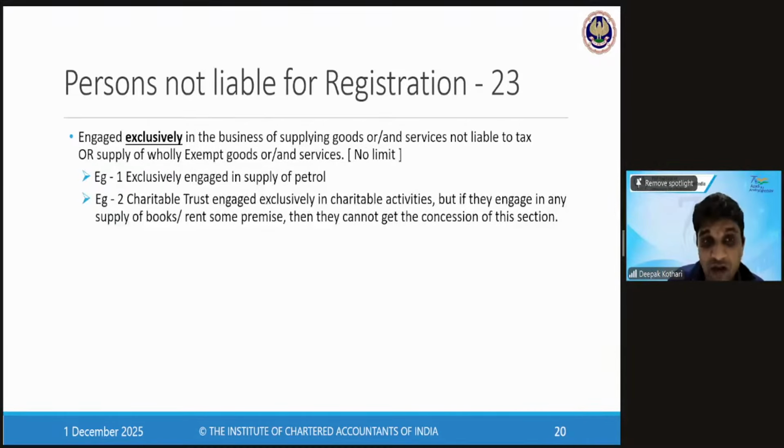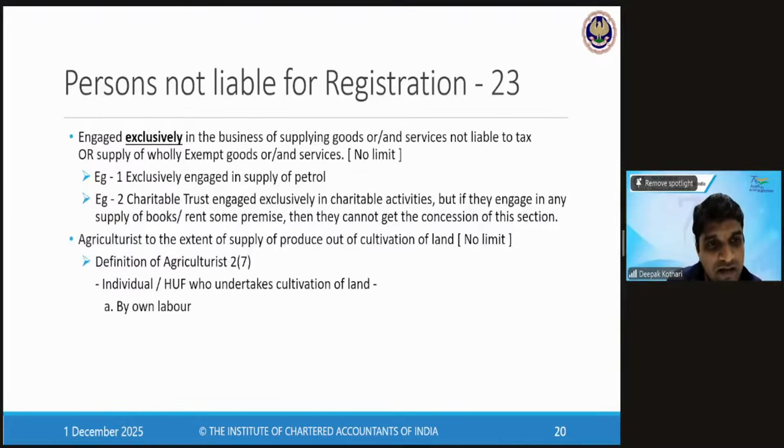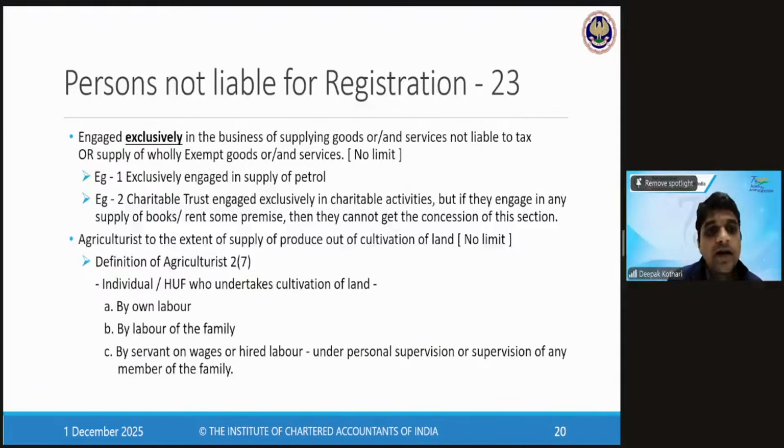Then, who else is not required to take registration? An agriculturist. As long as he is supplying goods which is cultivating or production out of the cultivation of land, GST registration is not required. Who is an agriculturist? Definition is a person who is undertaking cultivation of the land by his own labor, either by the labor of his family or by a servant on wages or hired labor under personal supervision. That is basically, he should not outsource the work. He should be doing it, or he should be having a laborer who is doing work on his behalf.